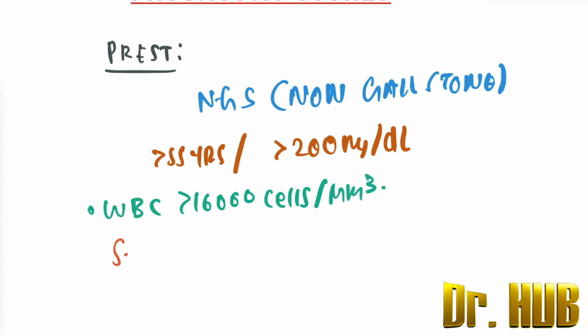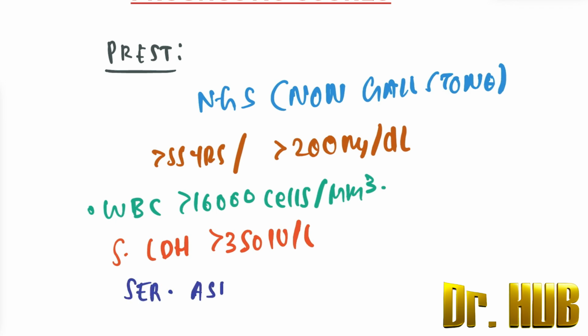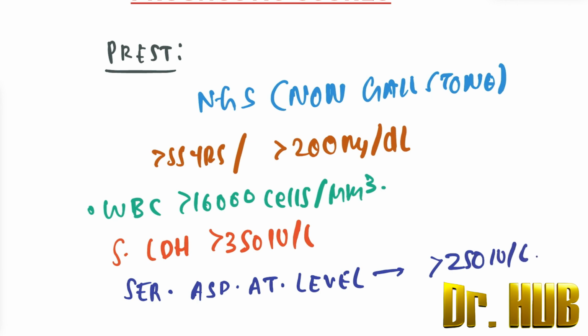When you look at the serum LDH level, it is going to be greater than 350 IU per L, and the serum aspartate aminotransferase level is going to be greater than 250 IU per L. So these are the values.